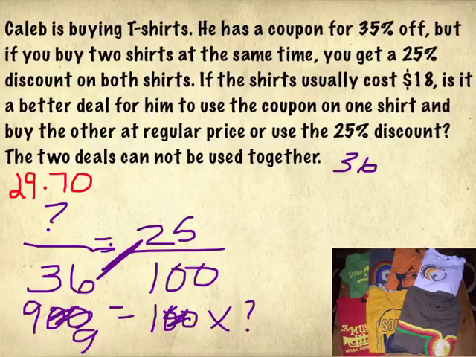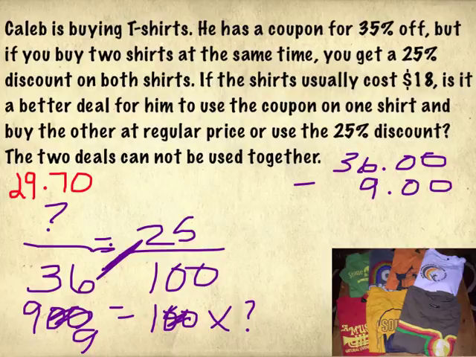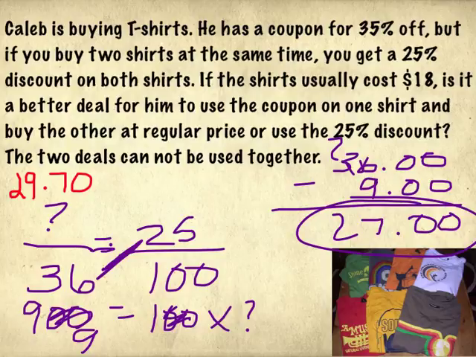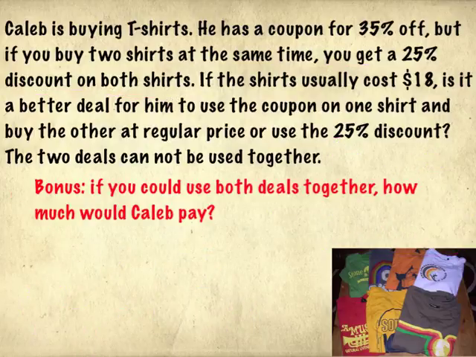So $36 for both t-shirts minus his $9 discount if he got 25% off gives me $27. So this is the better deal. The better deal is to use the 25% off discount on both shirts and save his 35% off coupon for another day. So here's a bonus question.